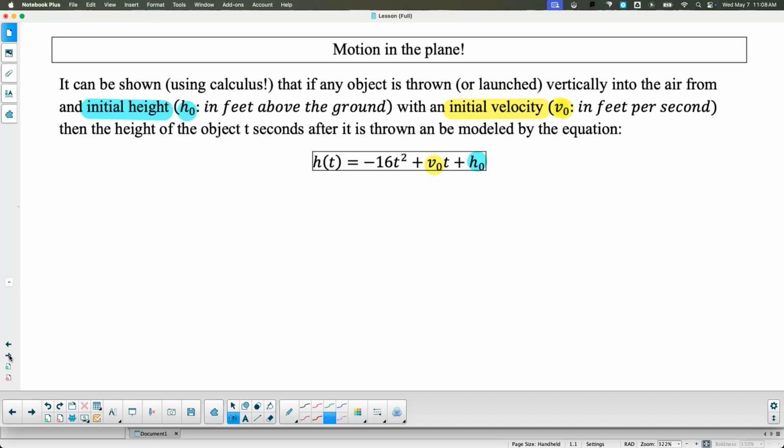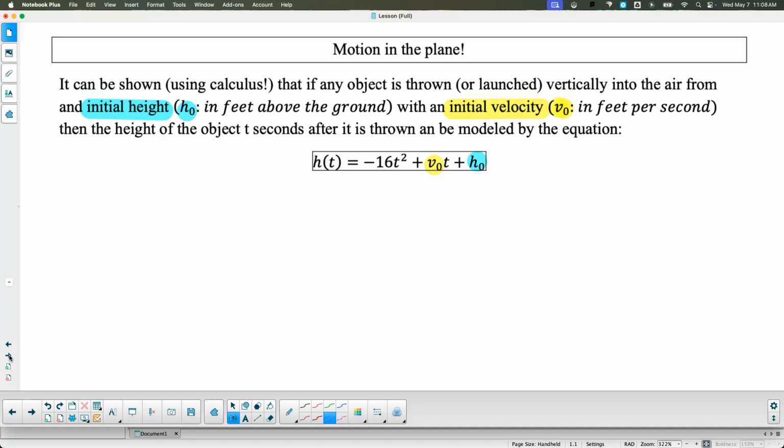Now, do those two things matter in terms of the path, the height of the object? How high I launch it from and how quickly I launch it. Does that have anything to do with the height function, if you will? Lots to do with it, right? The higher we launch the object from, the higher the object's going to be. The more force we launch it with, the farther up it's going to go.